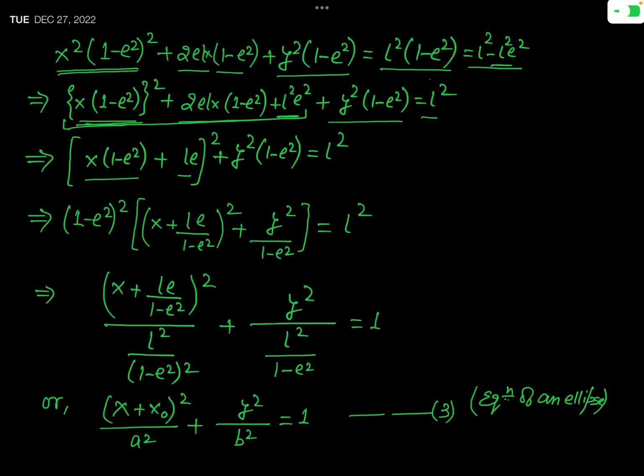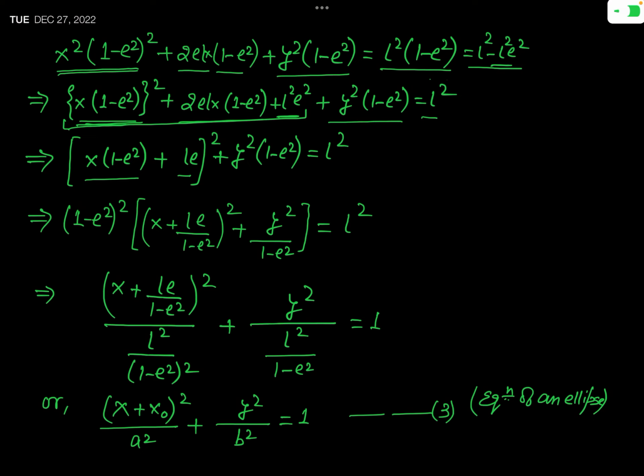Are you getting the things or not? This is very simple algebra. Definitely you are understanding. Okay. And the remaining term is y square times (1 minus e square), and that's equal to L square. Okay. Now, this equation can be rearranged like this.